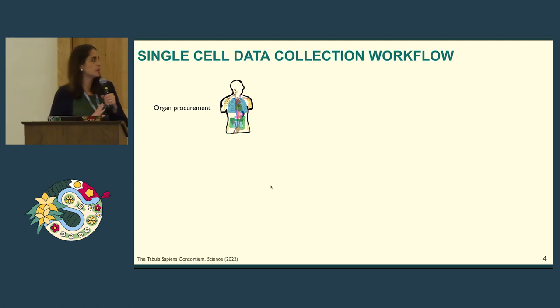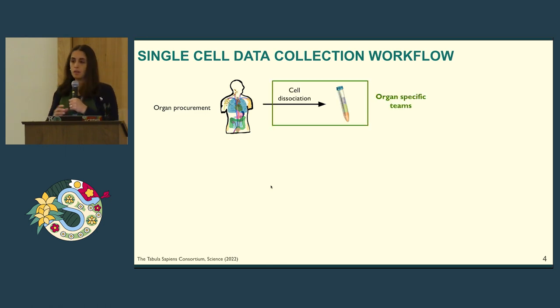So when we were building Tabula Sapiens, which is one of the first drafts of the Human Cell Atlas, it all starts with the very interesting but incredibly complex process of organ procurement. When you are procuring organs, you need to get consent from the families or the legal representatives of the donors. And we want to make sure that we really respect and value this incredible resource and the gift that we are being given as researchers. So we deploy very specialized teams of surgeons and subject matter experts that can perform the cell type dissociation to the best conditions for each of the organs that we have procured.